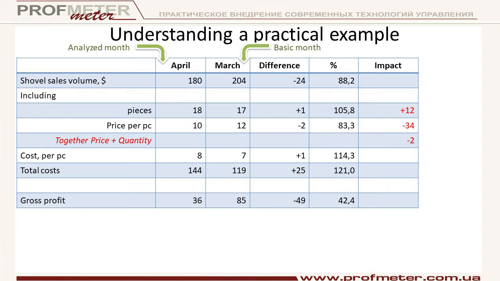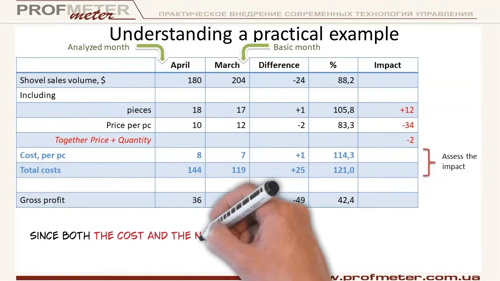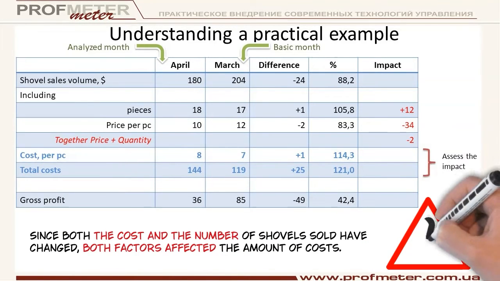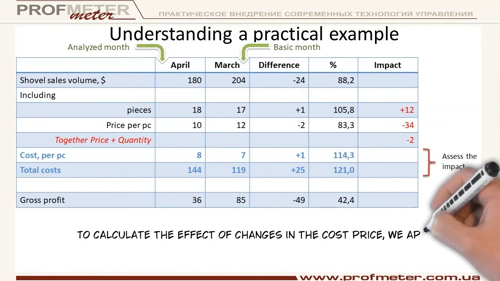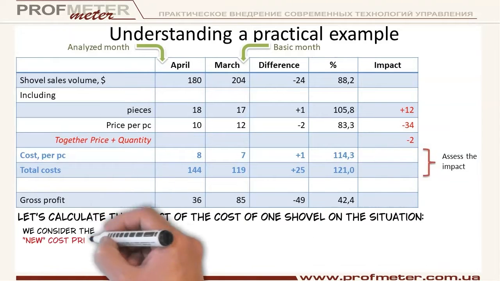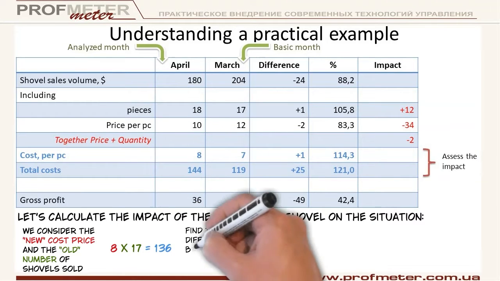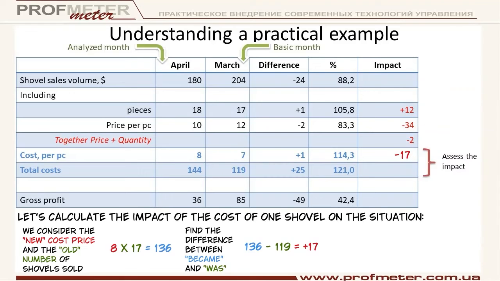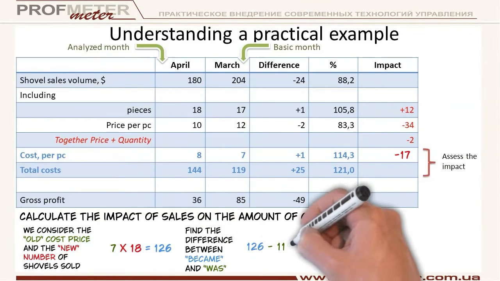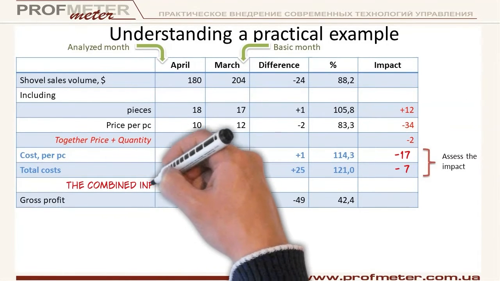We continue. We just have to deal with the cost. It would seem that this is one factor. But no. We have changed the cost of not only the unit of products sold, but, as a result of a change in sales volume, the total amount of costs has also changed. Therefore, when calculating the influence of each factor, we act in exactly the same way. We consider the impact of changes in cost. Consider the impact of changes in sales volume. Well, here, without the combined influence of factors, it was not done.